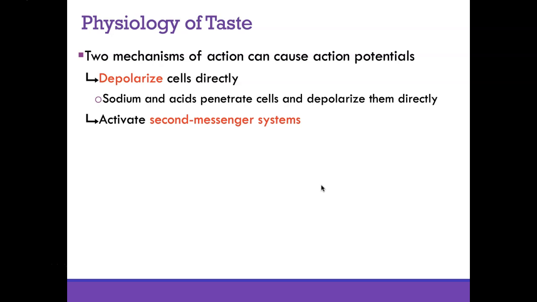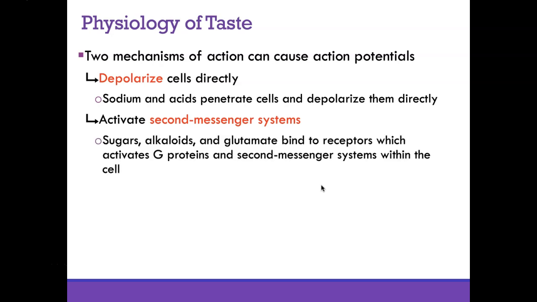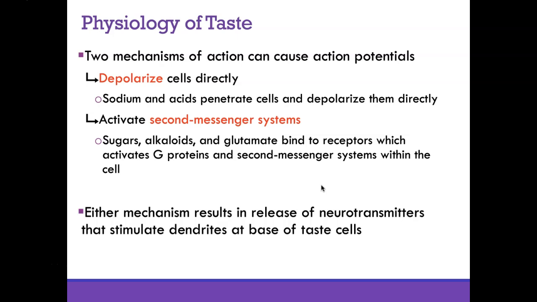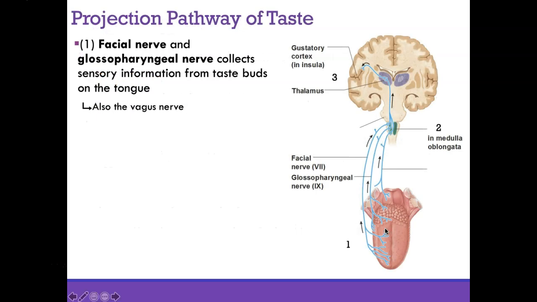Other molecules, like sweet molecules, bind to their certain receptor, which causes a second messenger system inside the cell to activate a neuron. So sugars and some bitter compounds bind to receptors that activate G proteins and cyclic AMP, which can then depolarize the cell and send a message to the brain via sending neurotransmitters. So what happens is at the base of taste cells, neurotransmitters are released, as I'll show you here.